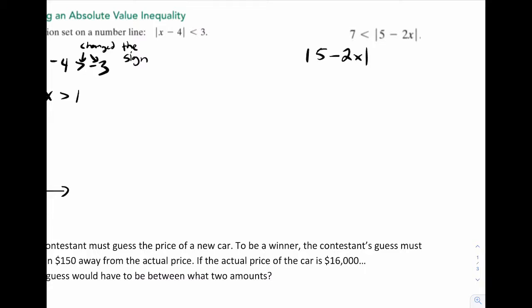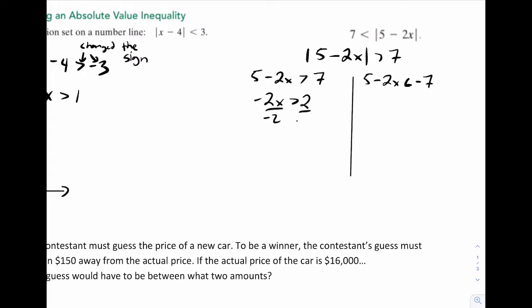You don't have to do this, but I do think it makes it easier for most people. So notice how I just reoriented. Now I'm going to do the exact same thing, draw a vertical bar. Here's our first inequality. Basically, just take off the absolute value. And the second one's going to be 5 minus 2x. You flip the signs here, so less than negative 7. So we solve this. Negative 2x is greater than 2. Divide by negative 2. If you divide by a negative, the sign will flip, so less than negative 1.